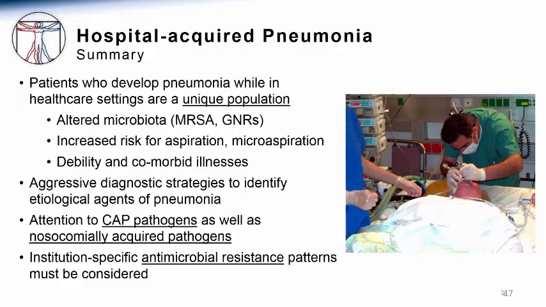Also, their comorbid conditions and frequent immunosuppression make them less able to fight off infections once they begin. I will challenge you to be very aggressive in your diagnostic approaches in your hospitalized patients to identify specific etiological agents of pneumonia. When designing treatments, you will always remember that community-acquired as well as nosocomially acquired pathogens will need to be considered. Lastly, it's important to continually familiarize yourself with the common microbial species isolated at your institution, as well as their resistance and susceptibility patterns.